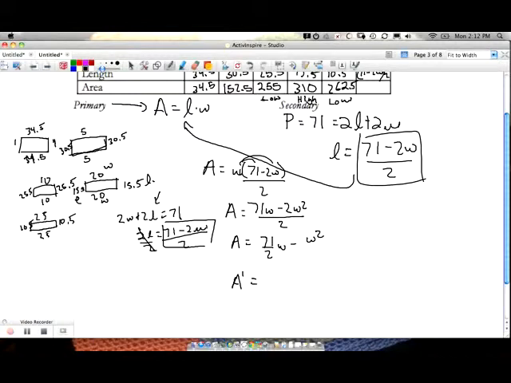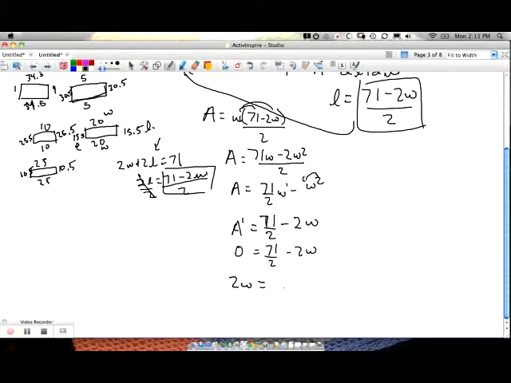You just do the derivative of area, so A prime. The first term is just 71 over 2. It's a constant because this is W to the first. The second term, that 2 is going to drop down, so we'll have minus 2W. We're going to set that equal to 0, 71 over 2 minus 2W. Keep solving. So we have 2W equals 71 over 2. Now we're going to divide both sides by 2 or multiply by 1/2, same thing. So W equals 71 over 4.